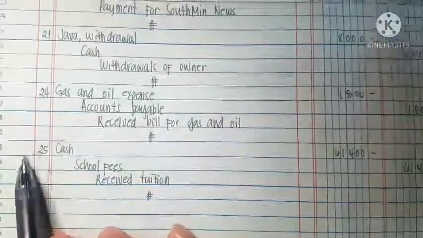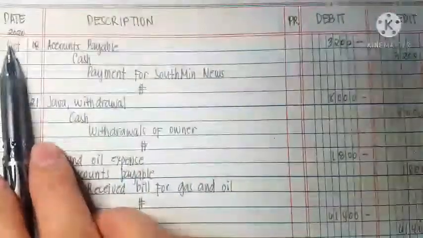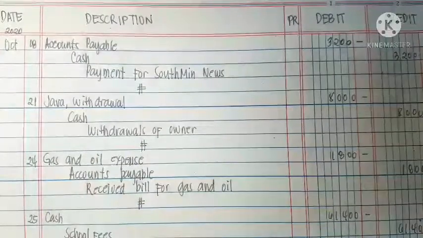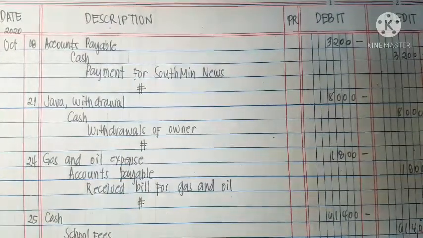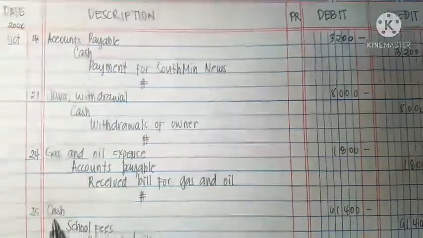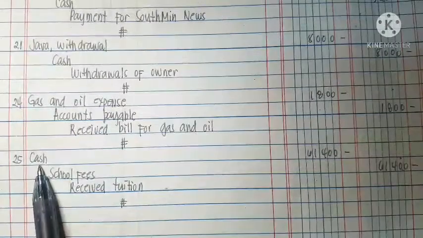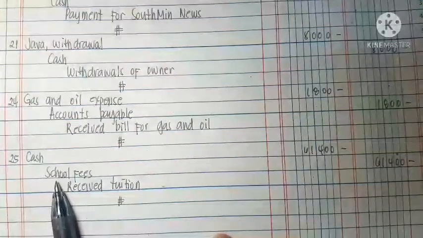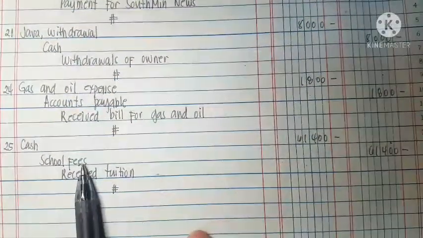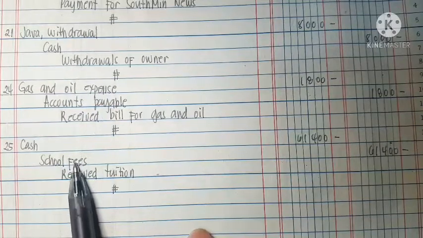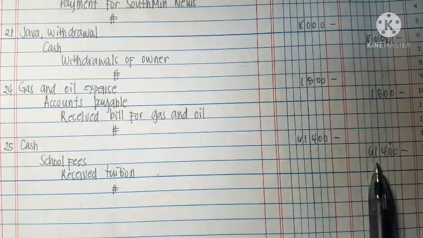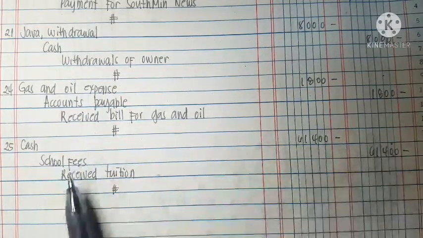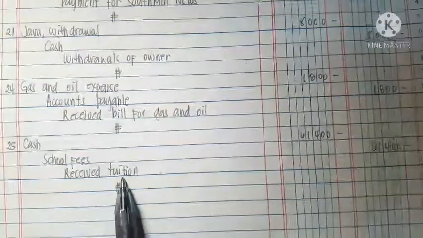On October 25, 2020, there is an increase in assets, particularly cash. So we debit cash for 61,400, and there is a corresponding increase in income, particularly school fees. So we credit school fees for 61,400. Explanation: receive tuition.